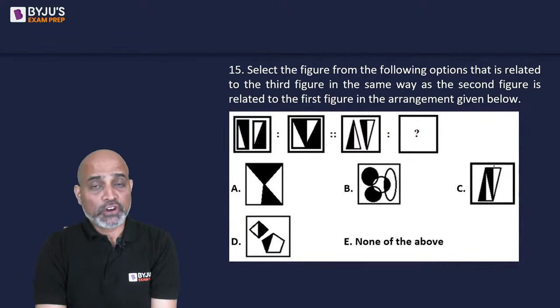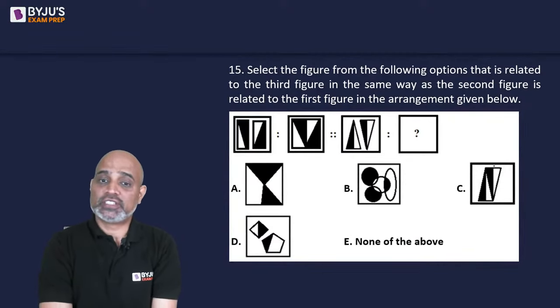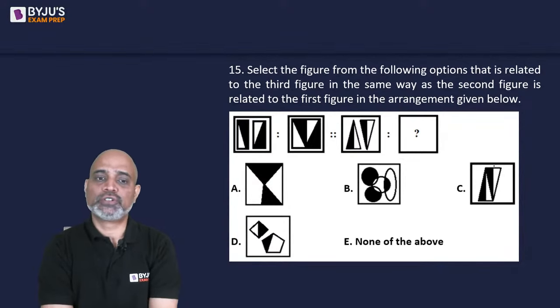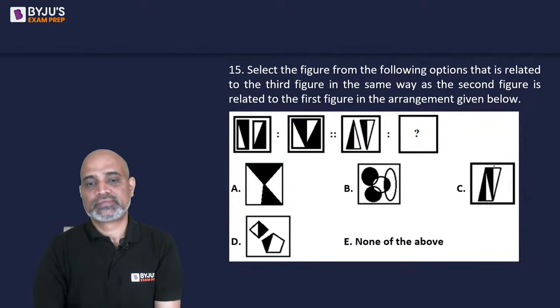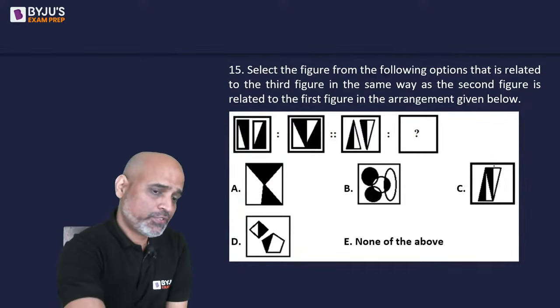Select the figure from the following options that is related to the third figure in the same way as the second figure is related to the first figure. We have done similar questions before. So what is going on here? It is very simple, I believe, it looks easy.